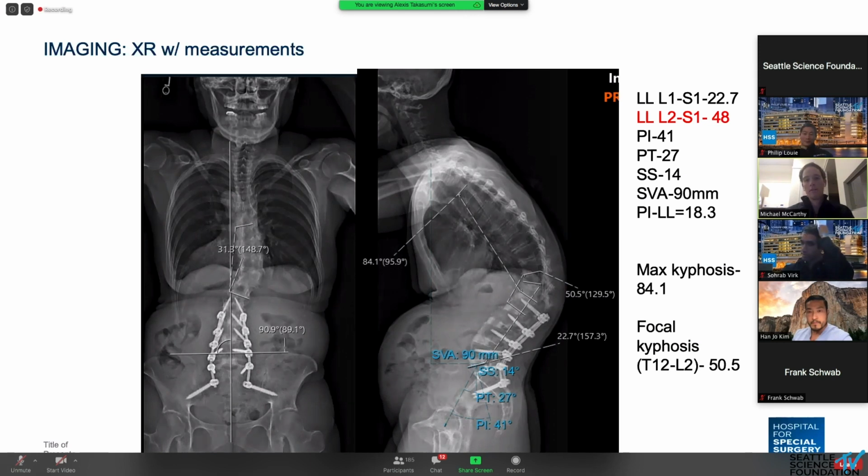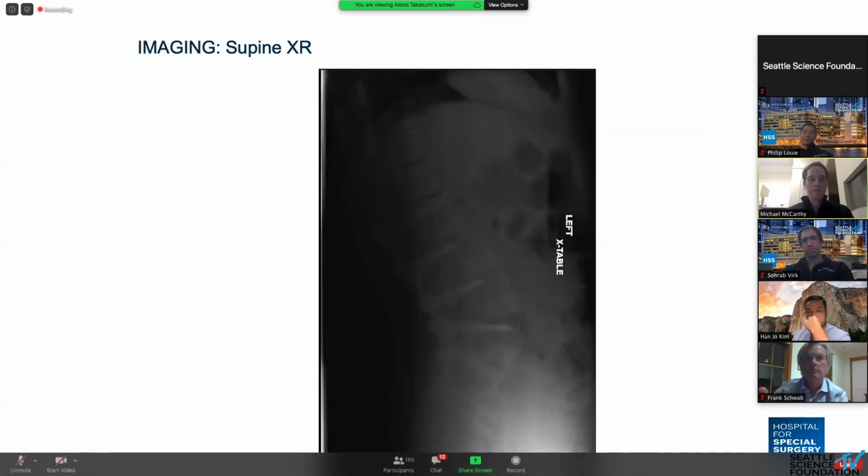You can also see that if you measure from L1 down to her sacrum, it's only about 22 degrees of lordosis. But if you add that right above at L2 down to S1, her lumbar lordosis is about 48. You can see the overcorrection that occurred during the initial surgery and the resulting adjacent segment disease that she's now suffering. Here's just supine imaging, and this gives you an indication of what gravity is doing to help give some correction to her deformity.